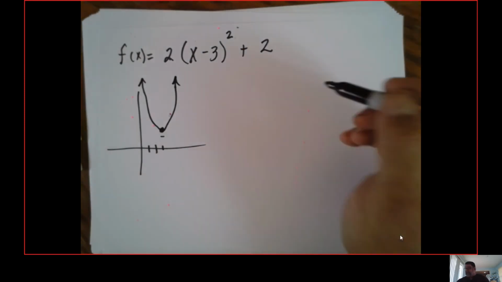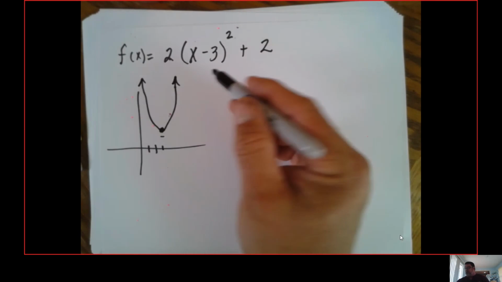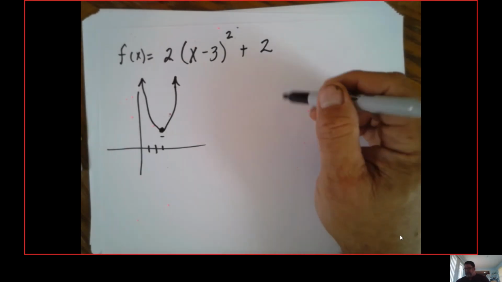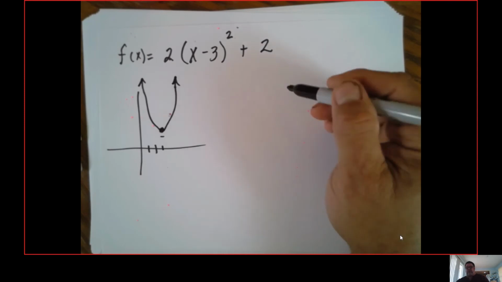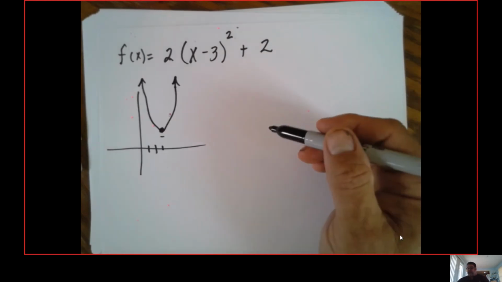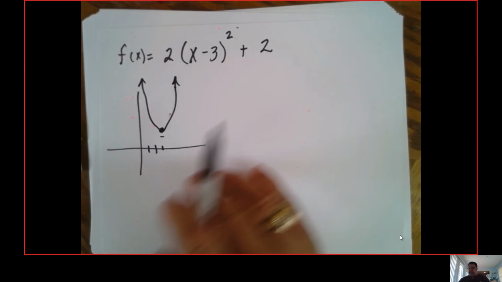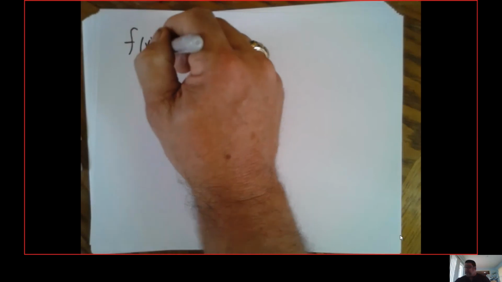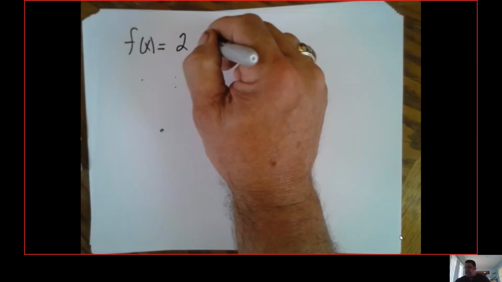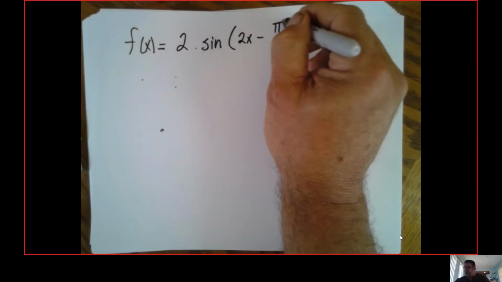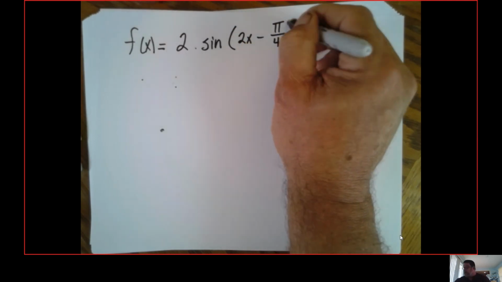You can do it with a line. You can do it with a nonlinear. You can do it with x cubed. You can do it with absolute value. You can do it with logarithms. You can do it with exponentials. And you can do it with trig. Here's what they're going to give you. F of x is equal to 2 sine of 2x minus pi over 4 plus 3.